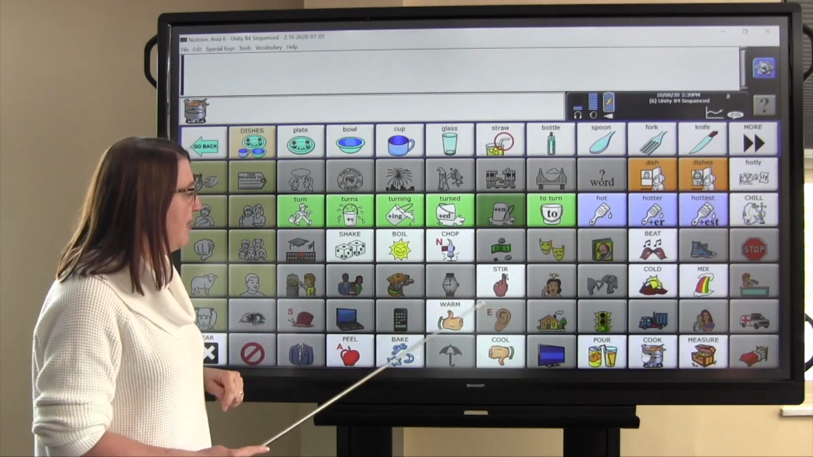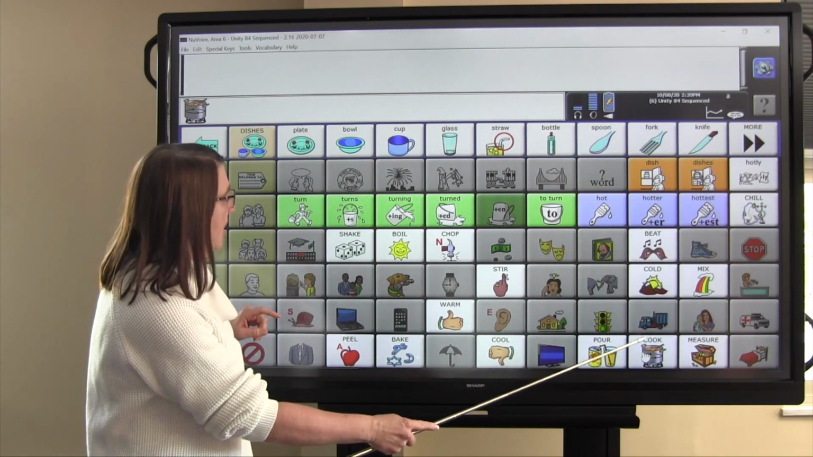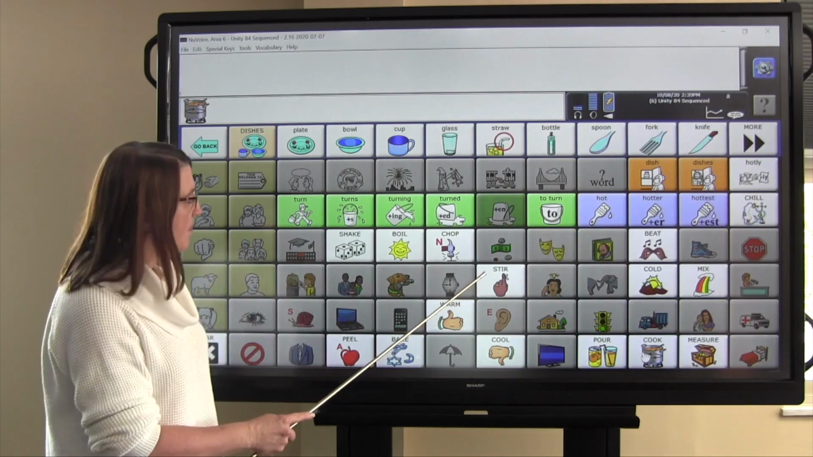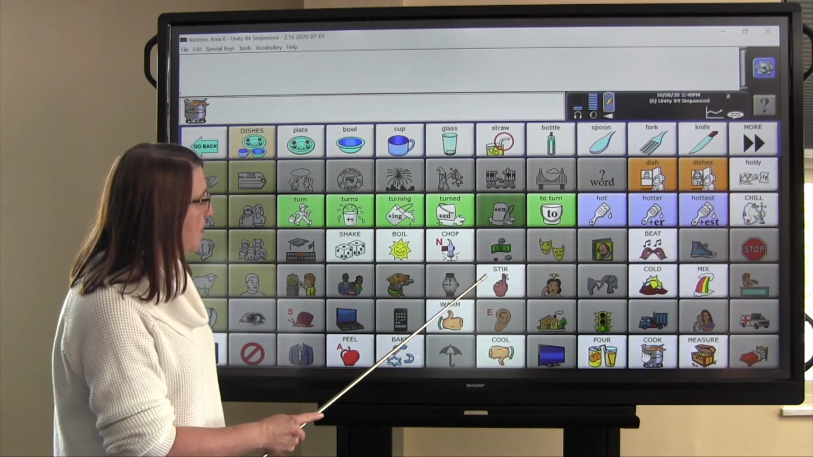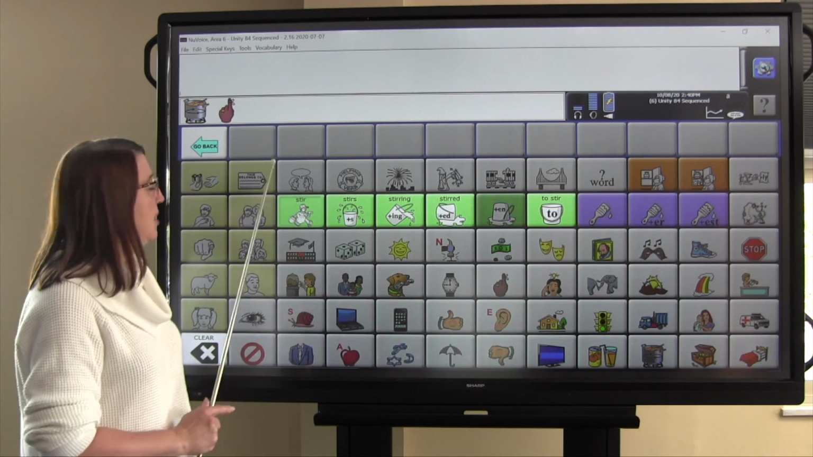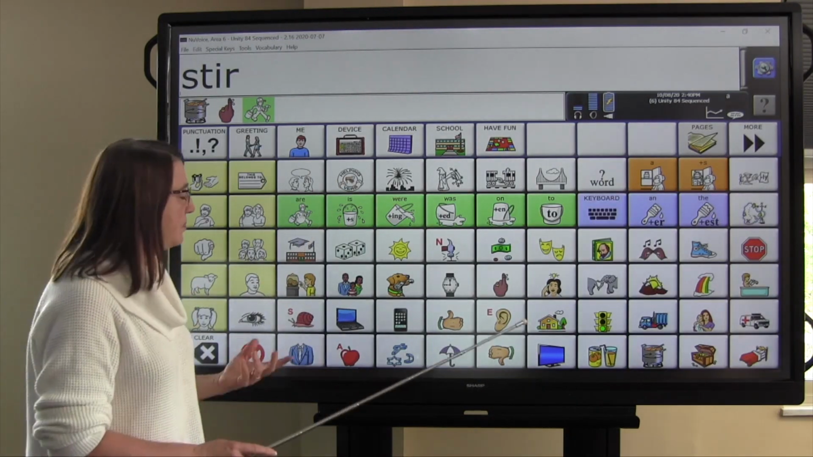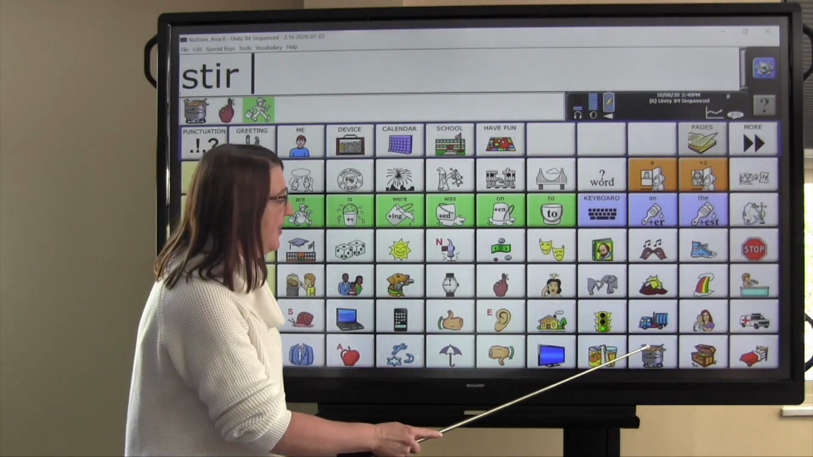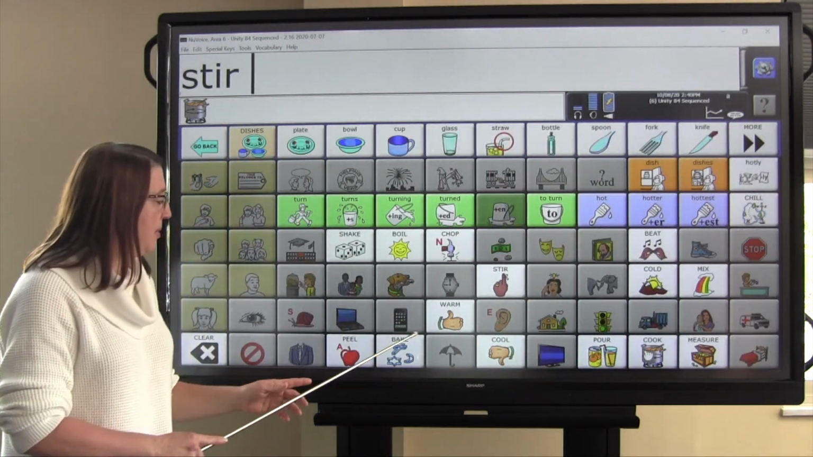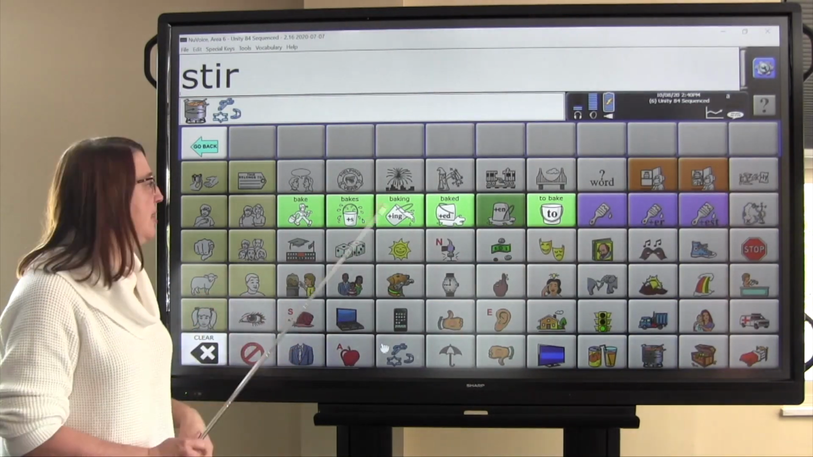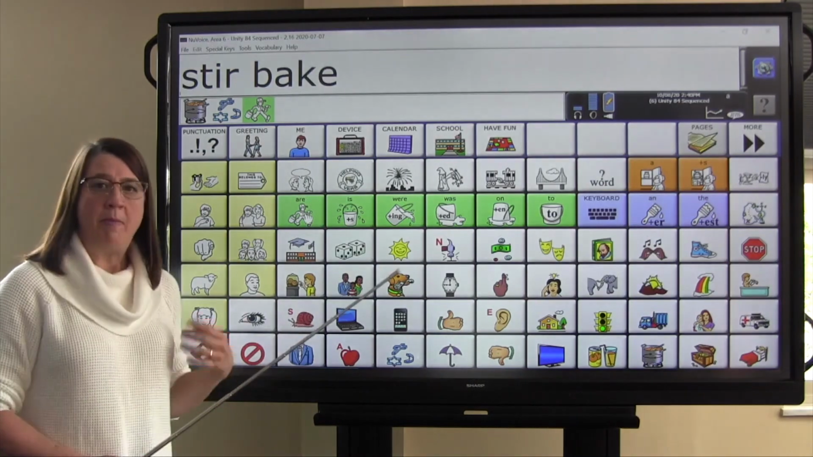So for example, I have selected the kitchen icon once. If I come up to the hand, I see that I can say stir. So kitchen plus hand plus verb gives me stir. This cookie cutter icon over here for make, if I select the kitchen plus the make icon, because those are cookie cutters and we bake cookies, we can say bake.